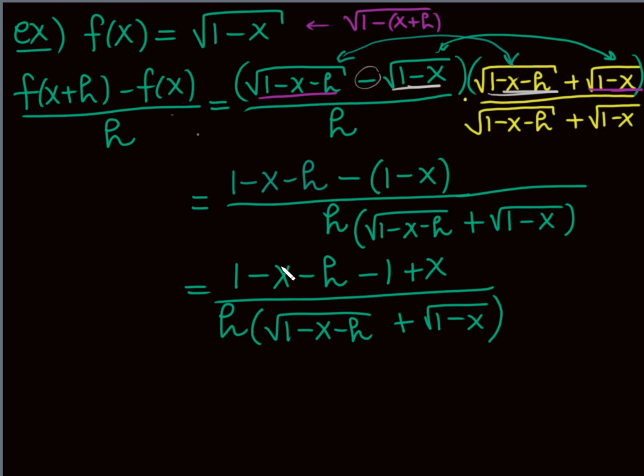So this is the fun part again. I know you're like, but Sarah, that was all fun. I agree. And now look at what we can do here. Even my h's can cancel. So what's my final answer? Negative 1 all over square root of 1 minus x minus h.